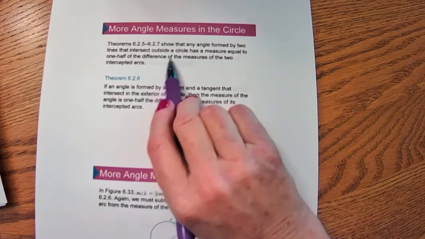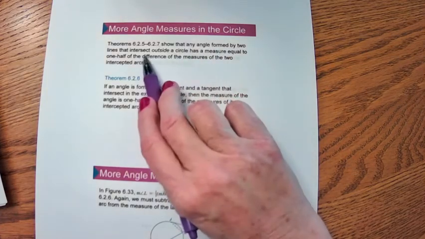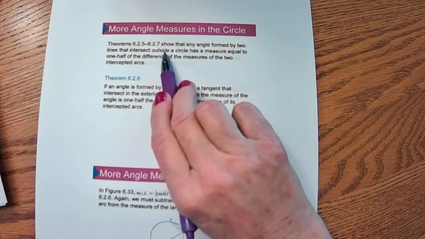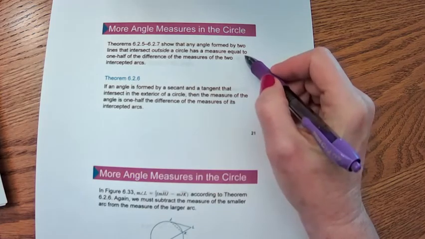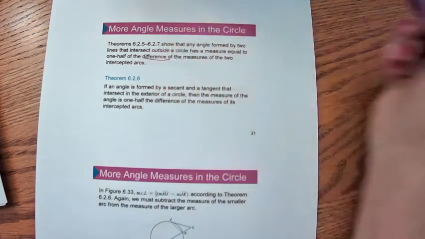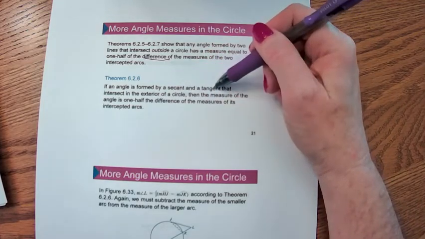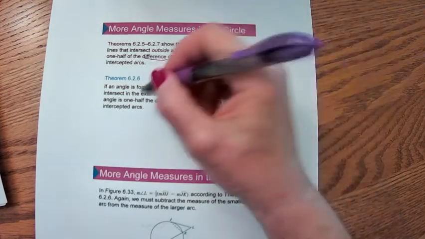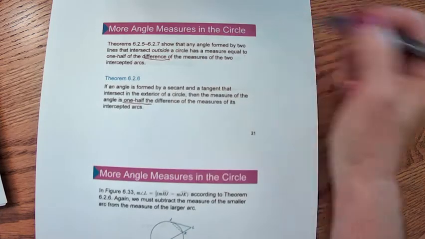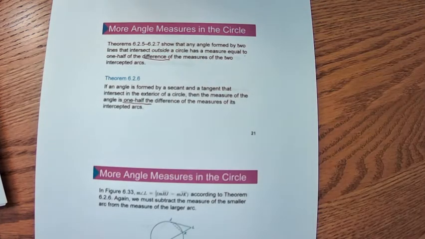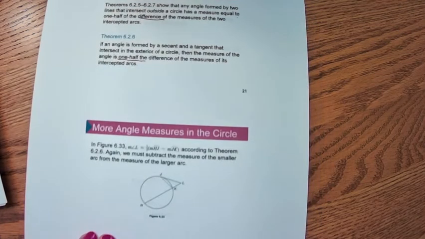All right, so just to confirm, for any angle formed by two lines that intersect outside the circle, the measure is going to equal 1/2 the difference. So an angle formed by a secant and a tangent is also going to equal 1/2 the intercepted arc.